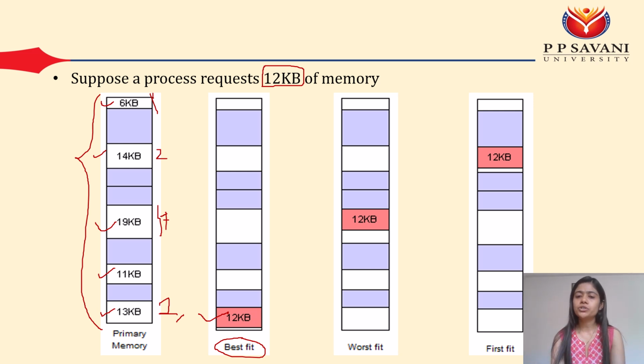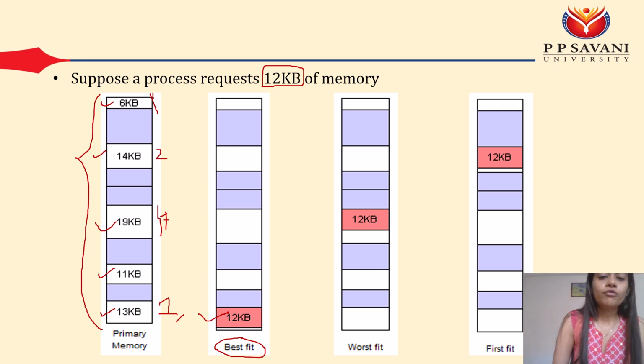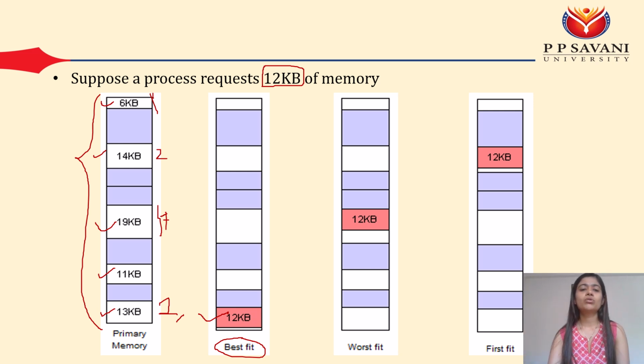Now, if we talk about worst fit, that is the reverse of best fit logic. So it will find the maximum difference, that means the largest memory partition, for allocation of the process. So compared to all of these, 19 KB is the largest memory partition, and that is going to be selected by worst fit.